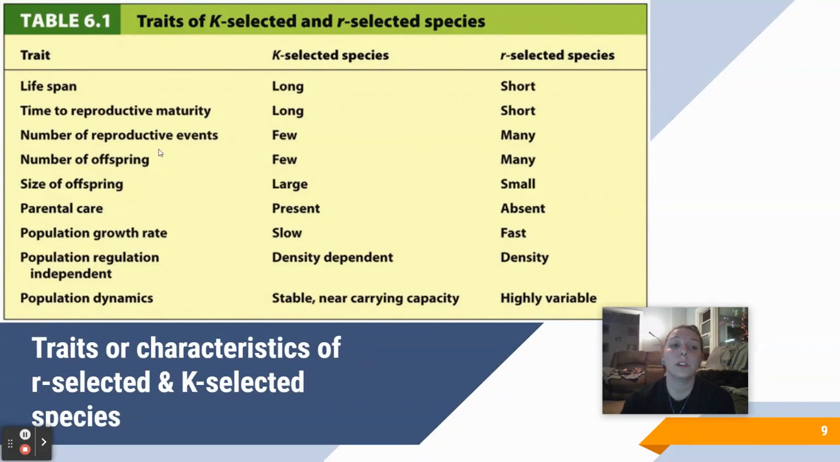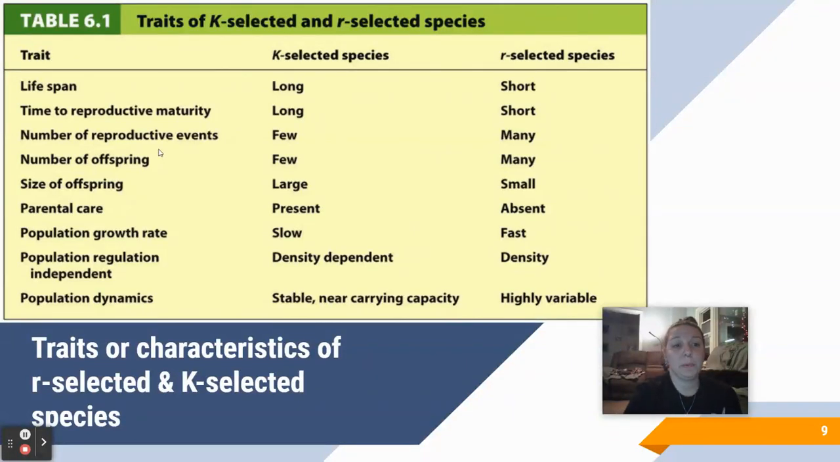K selected species are going to have very few reproductive events in their life. For example, an elephant is pregnant for almost 2 whole years, and then it typically takes them another 5 to 7 years until they'll produce another offspring. So they have a lot fewer reproductive events, even though they live long lives. Our R selected species could have potentially many reproductive events depending on what the species is. When you think about things like rabbits, for example, or even rats, once they have their babies, they're able to reproduce again very quickly after that litter is born.